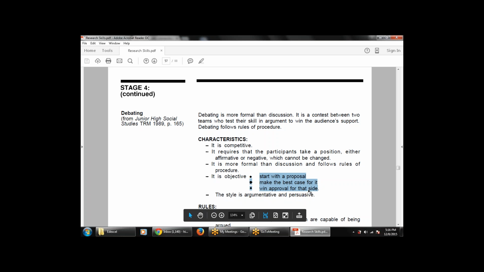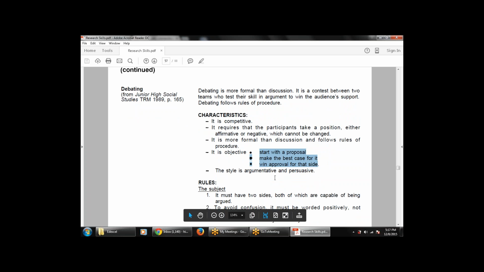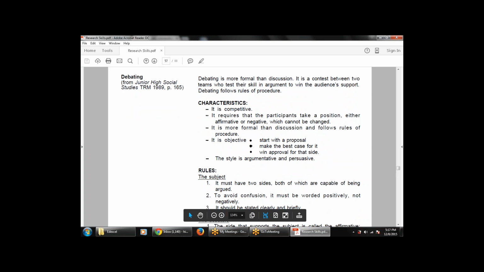So first is to start with the proposal, what is the main proposal, then make the best case for it, then win the approval for that side. So first of all start with the proposal, then make the best case, then take the approval for this side. Then the style is argumentative and persuasive. So whatever style is used, that is argumentative and persuasive.